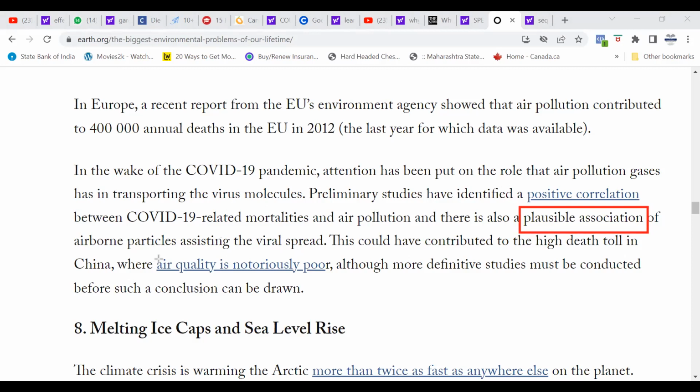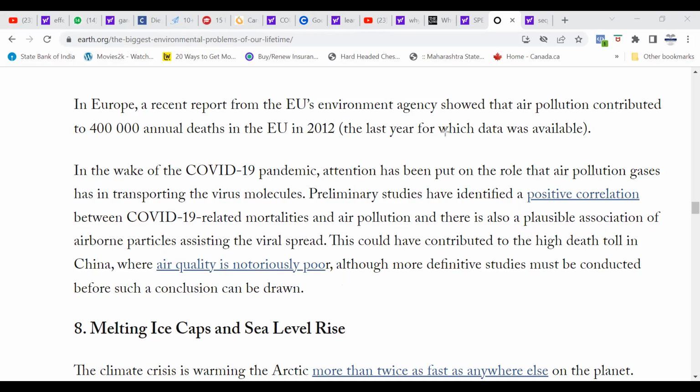Air quality is notoriously poor. Notoriously means it's known for a bad reason. Famous is a positive thing. Is Delhi famous for poor air? No, it is notorious for poor air. So Delhi is notorious for poor air, or some don is notorious for smuggling. Okay, notoriously, known.